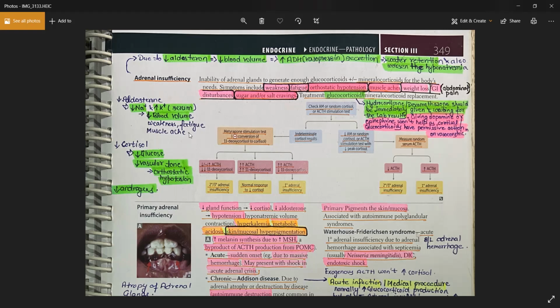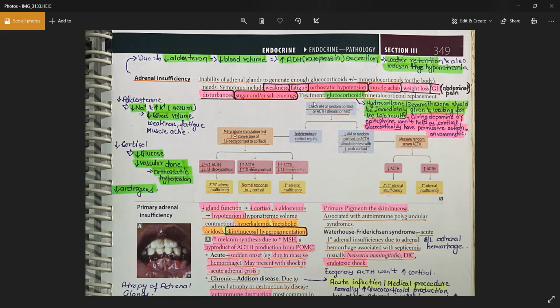Okay, you will also get the muscle pain. Very important, because of low blood volume, low blood flow, you will get the muscle pain also. Because of this low cortisol, you will have the low glucose. You will also get the hypoglycemia. Okay, you will get a very low vascular tone, because you know that cortisol is required for the full action of epinephrine. So you will get the orthostatic hypotension.